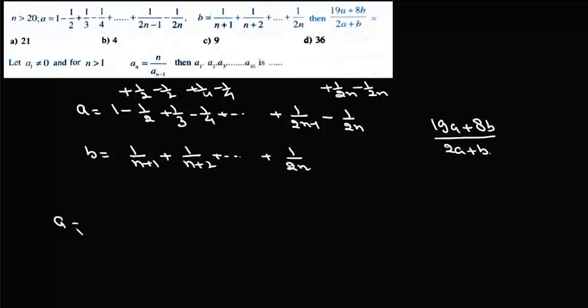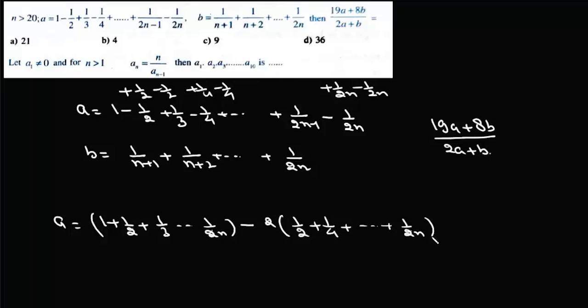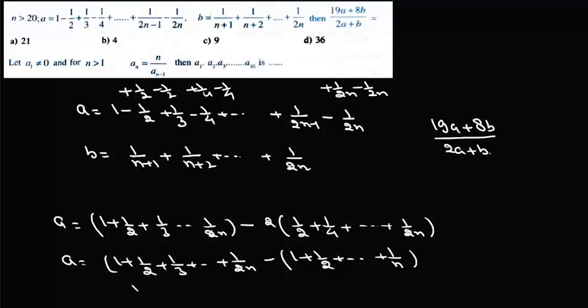So we can write this A as 1 plus 1 by 2 plus 1 by 3 up to 1 by 2n, and then minus 2 into (1 by 2 plus 1 by 4 up to 1 by 2n). Now this is 1 plus 1 by 2 plus 1 by 3 up to 1 by 2n, and minus, we will multiply this 2 here, 2 into (1 plus 1 by 2 up to 1 by n). So from this series we have removed the first n plus 1 terms.